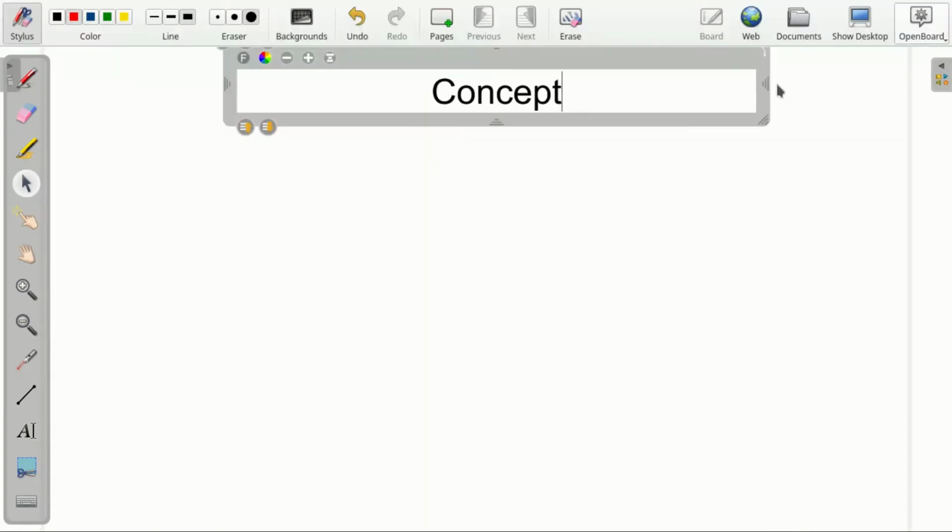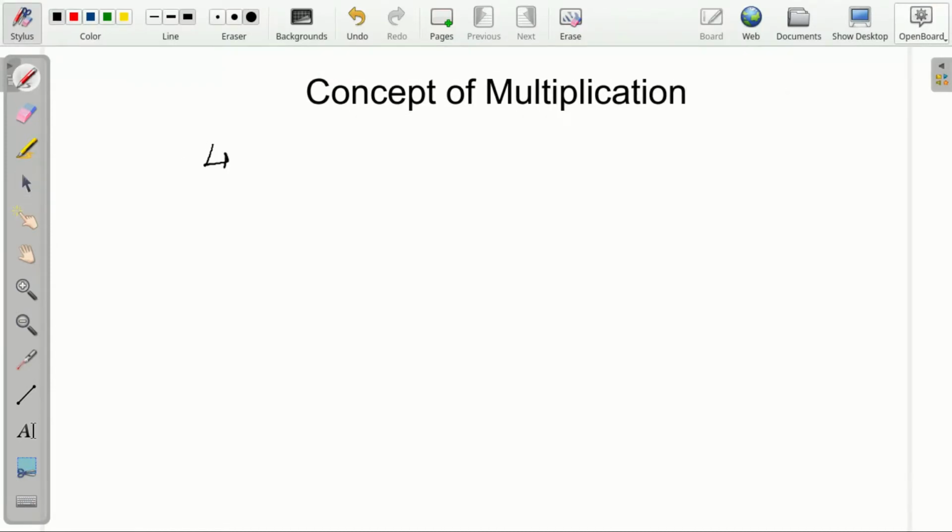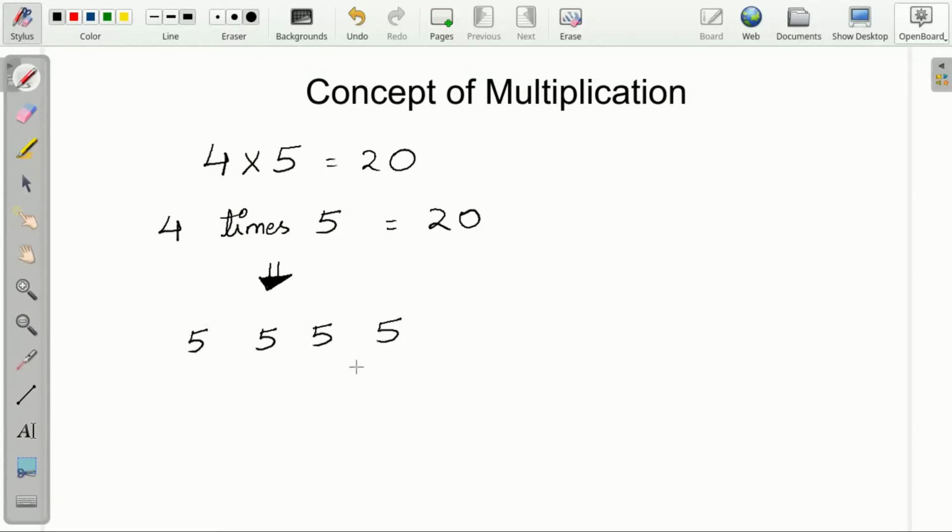To understand why, let's start with the concept of multiplication. When you multiply the number 4 with 5, we get 20. It is also said as 4 times 5 equals 20. It means that we write the number 5 for 4 times and we add them together. 5 plus 5 is 10, 10 plus 5 is 15, 15 plus 5 is 20.